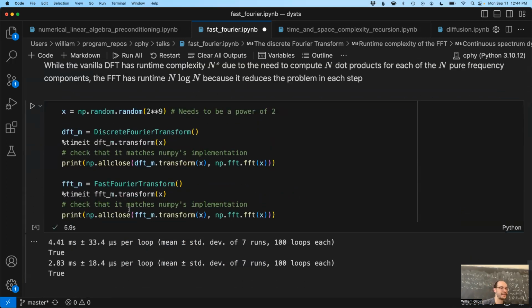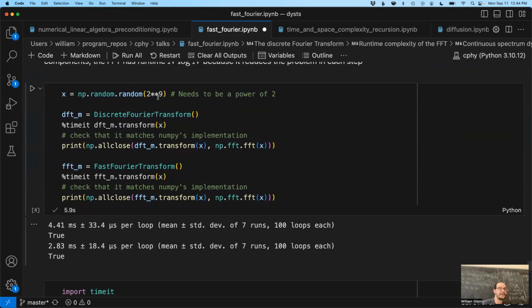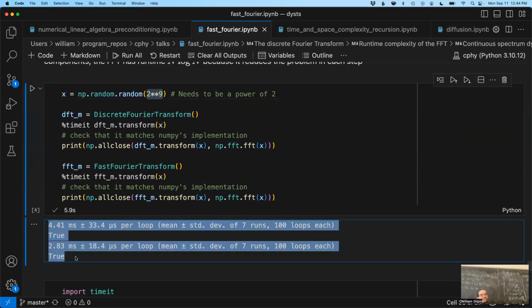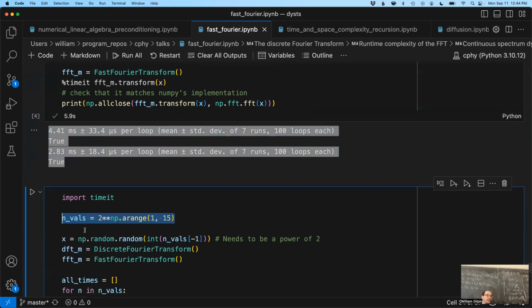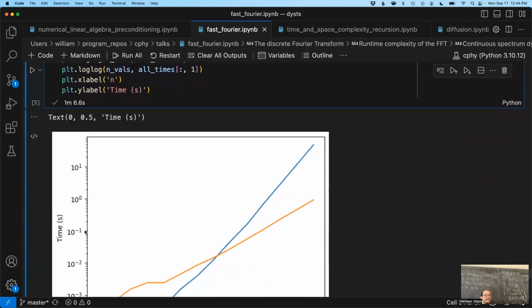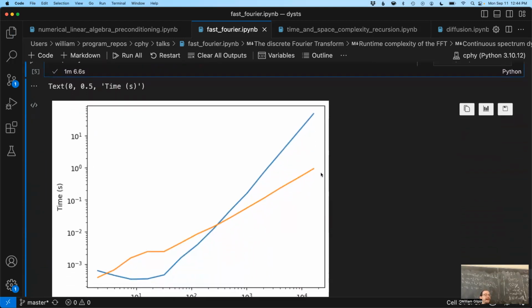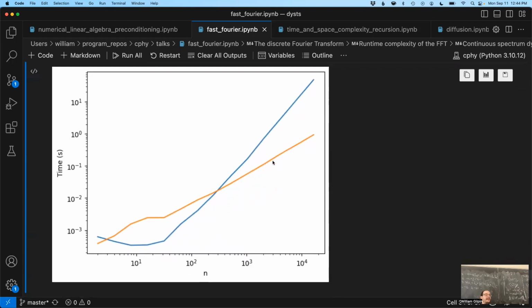So here what I've done is a timing test where for something like 2 to the 9 elements, I get a factor of about 2 speed up, so modest but still noticeable. But if I then increase the size of my signal really quickly, you can start to see that you get a real advantage from doing the fast Fourier transform. As the size of the signal increases, the fact that you have an n log n scaling versus n squared really starts to pay off.